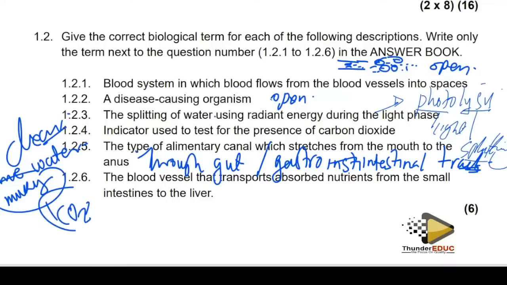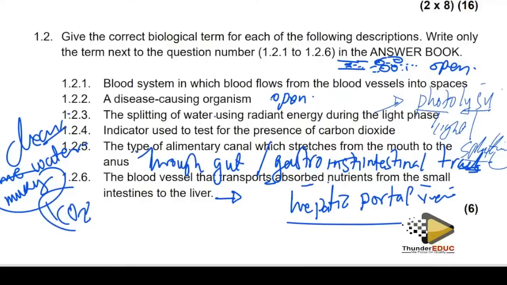They're saying the blood vessel which transports absorbed nutrients from the small intestine to the liver. Yes, we call it the portal vein. But because we're talking about the liver, it's going to become the hepatic portal vein. So it's called the hepatic portal vein.